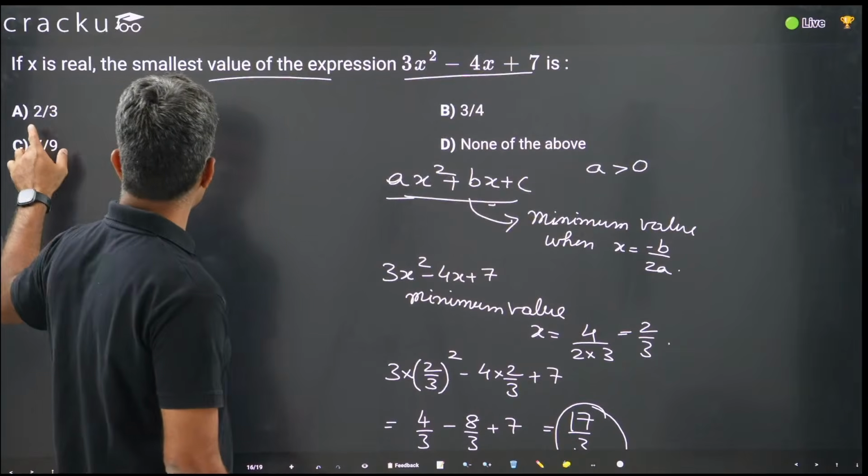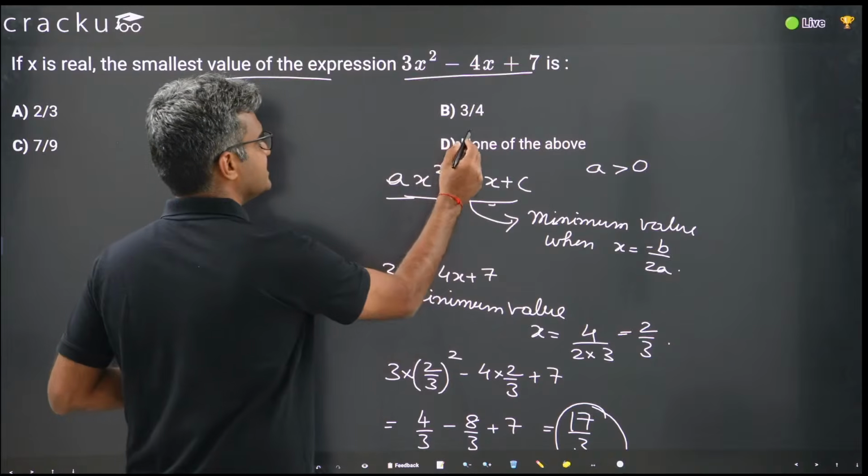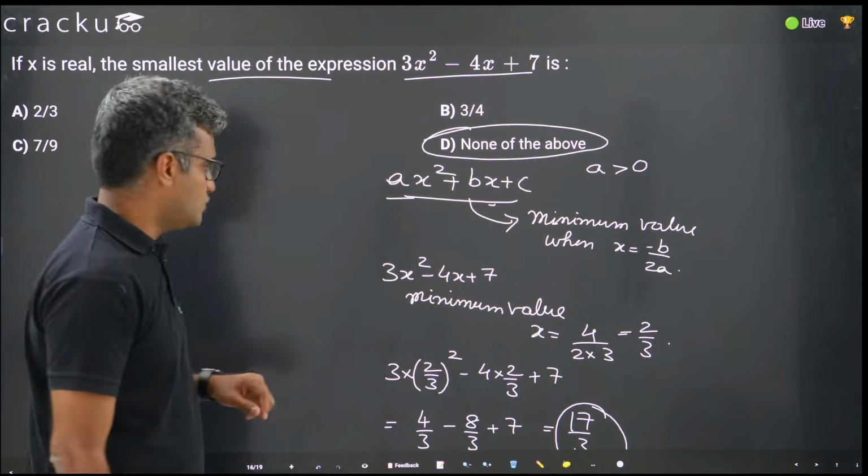You can see the options, it is 2 by 3, 7 by 9 and 3 by 4. None of them is matching 17 by 3. So the correct answer is option D, which is none of the above.